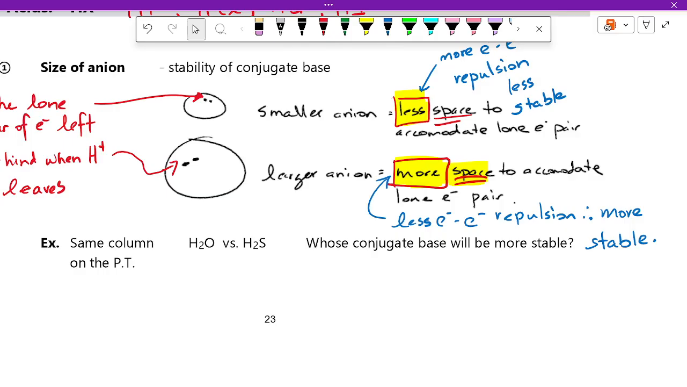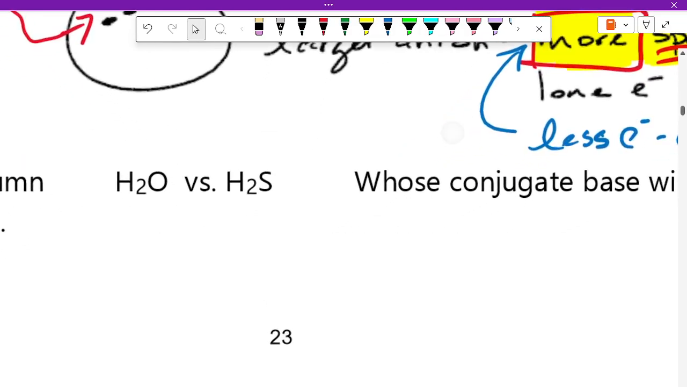All right, so if we are in the same column of the periodic table, for example, we might have H2O and H2S. Whose conjugate base will be more stable, H2O or H2S? Tell your partner.